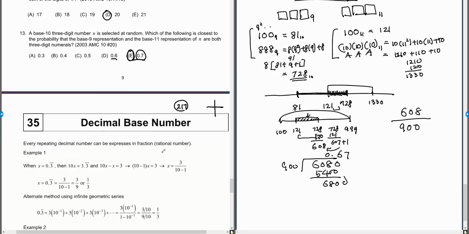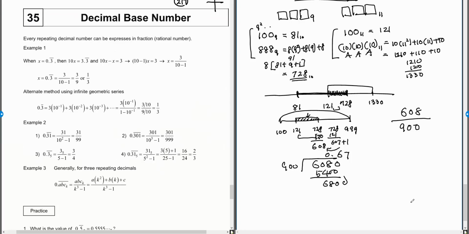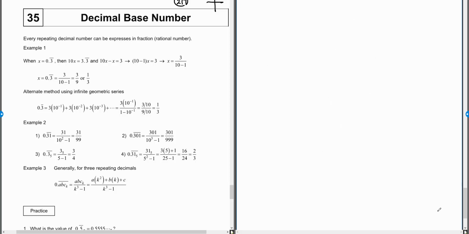Very good. The next one is the base number. Okay. Now this base number is very popular in AMC questions. First we're gonna check it out. When you have base number 10, how do we change repeating decimals? We're gonna change them into a fraction, because the repeating decimal is a rational number. It is not irrational. So it can be changed.